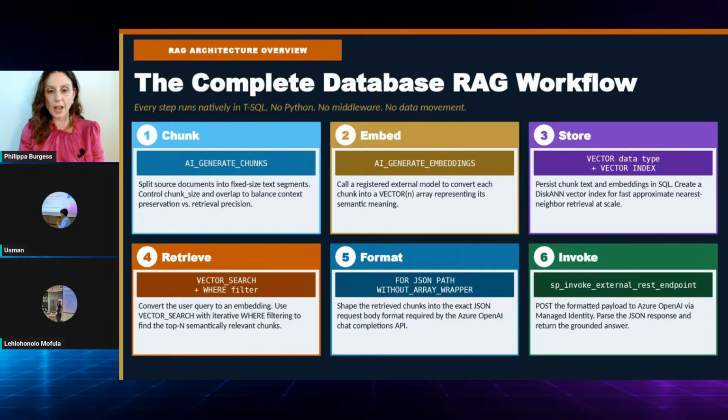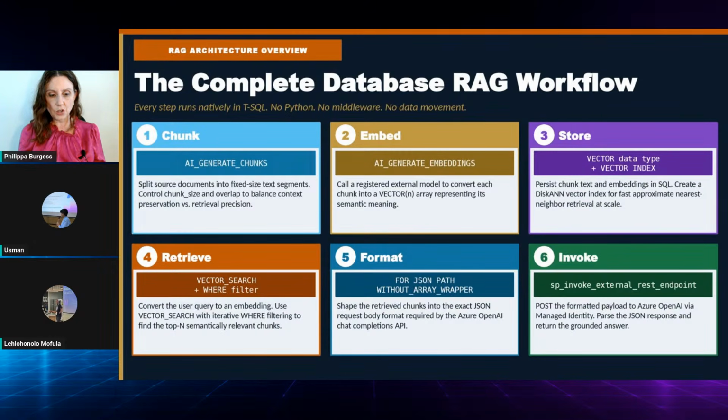Embed: AI_generate_embeddings calls a registered external model to convert each chunk into a vector array representing its semantic meaning. Store: vector data types and vector index. Persist chunk text and embeddings in SQL. Create a DiskANN approximate nearest neighbor vector index for fast approximate nearest neighbor retrieval at scale.